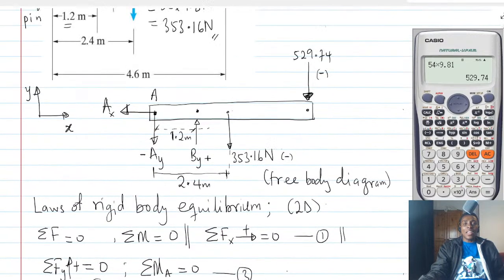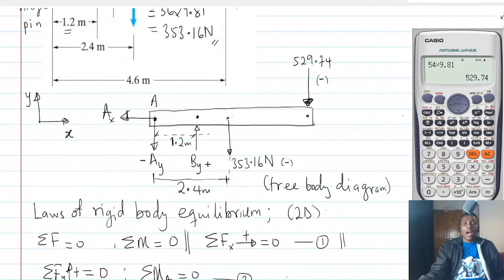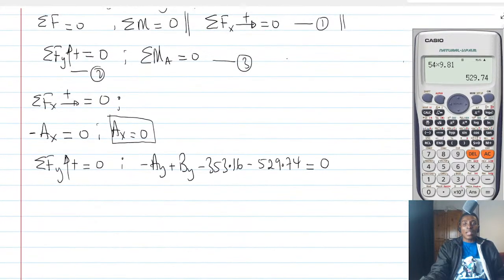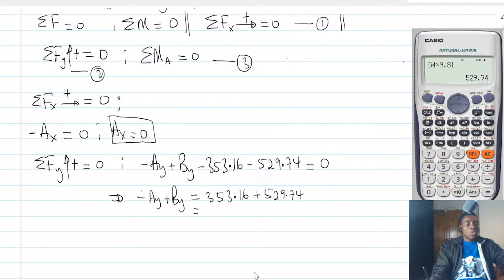Right? Now, is there any other force which we have not considered in the Y? No. Alright. So it means we are done. Is that right? Now, from here, I can say that minus AY plus BY should be equal to 353.16 plus 529.74. Alright? Okay. So when we get to this point, we have to add.